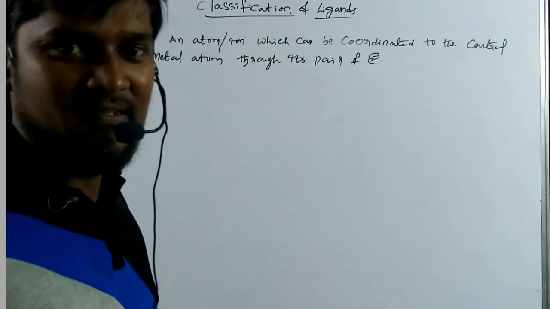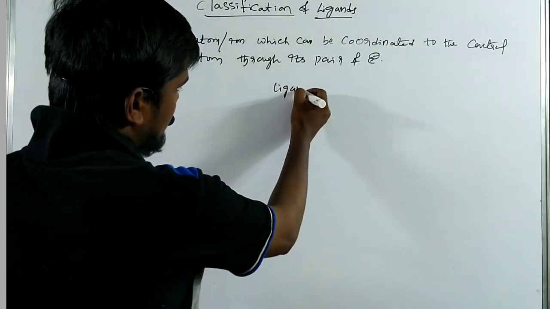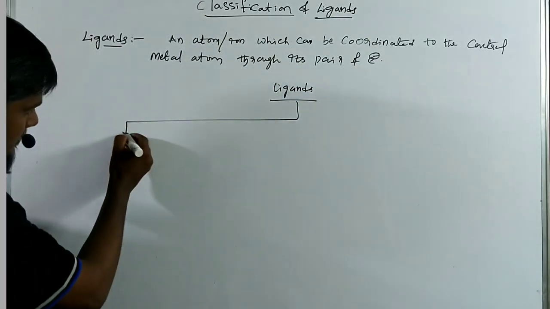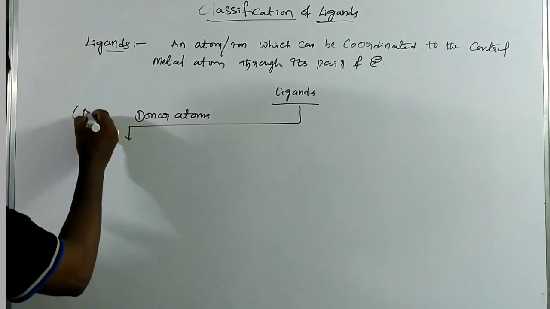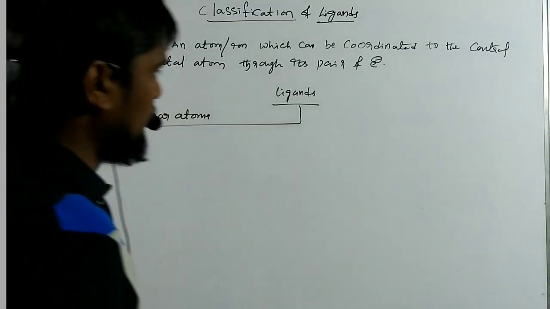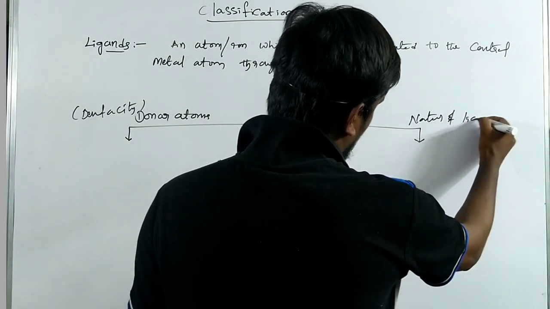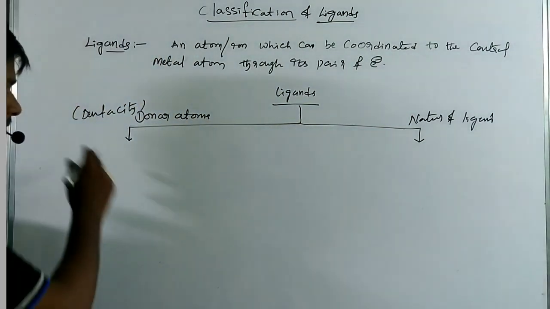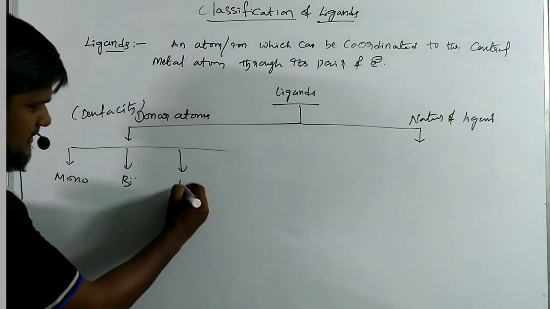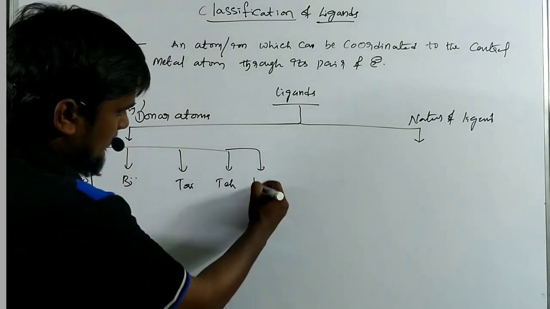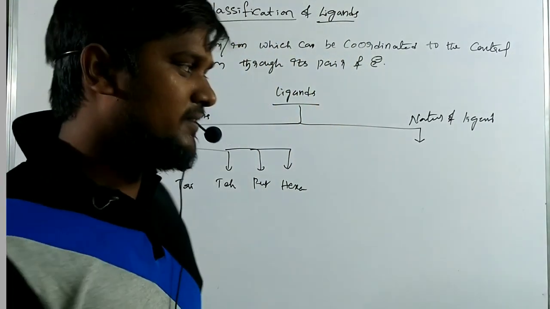Generally, ligands are classified into several types, but the two basic classifications are mentioned here. The first is based on their donor atoms, that is, dentacity. The second classification is the nature of the ligand. According to dentacity, it is classified into monodentate, bidentate, tridentate, tetradentate, pentadentate, and hexadentate.